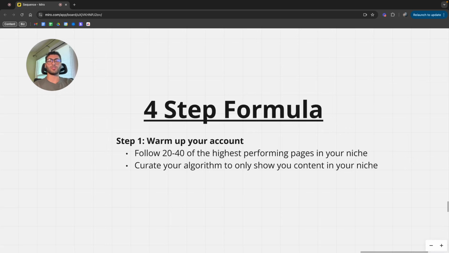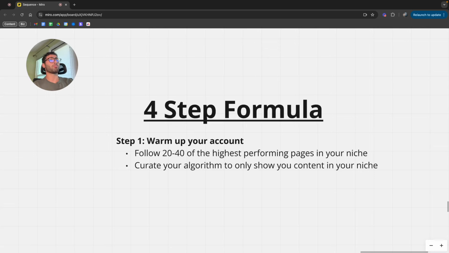Firstly, it sort of asserts yourself in the right stage of the algorithm, where when you actually post your Reels, Instagram's going to have a good idea of what area of the algorithm you're in and what you're interested in. And it's going to show your content to other people who are interested in the same things, right? So that's how you can get some extra engagement off the bat.